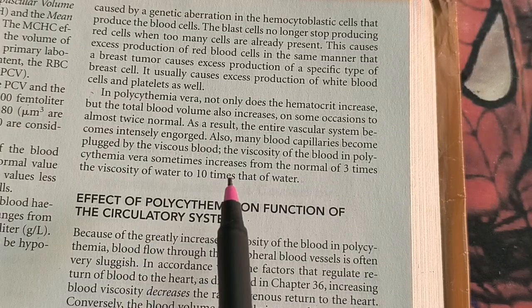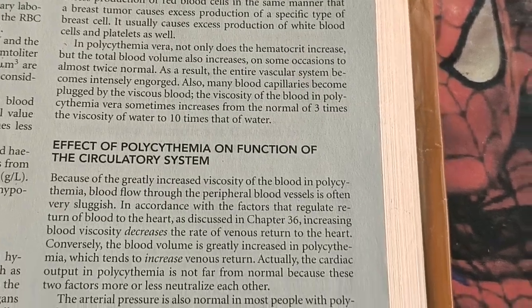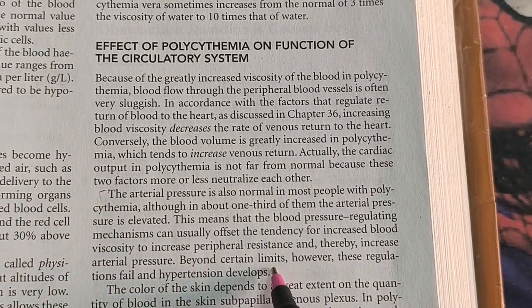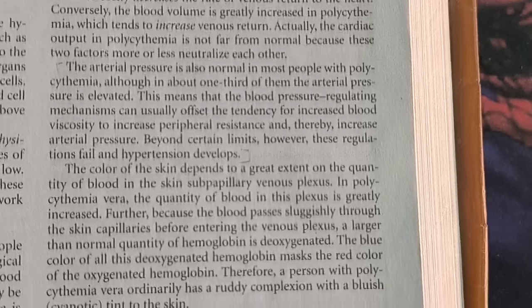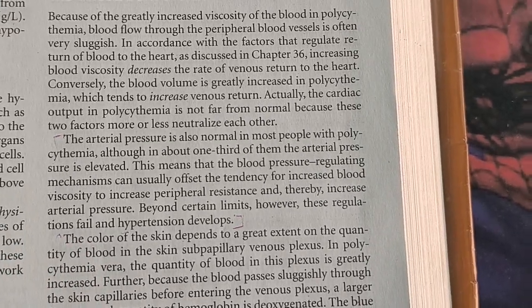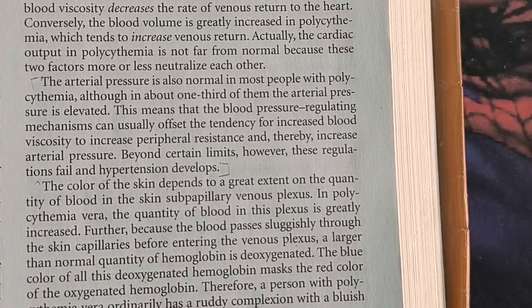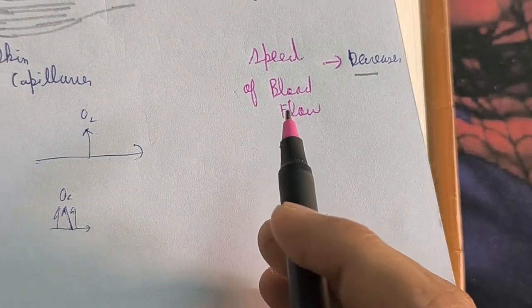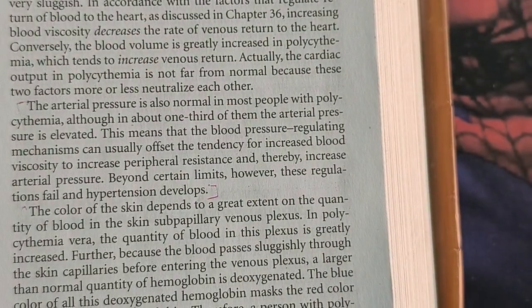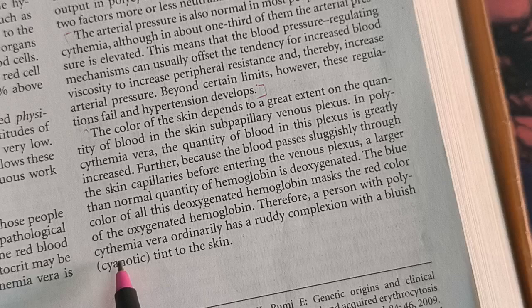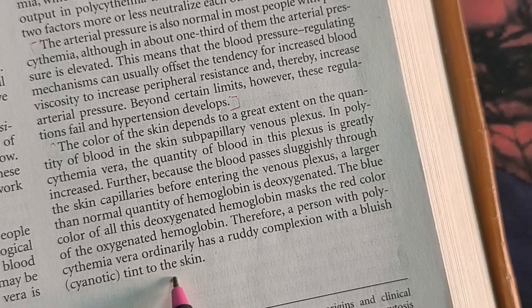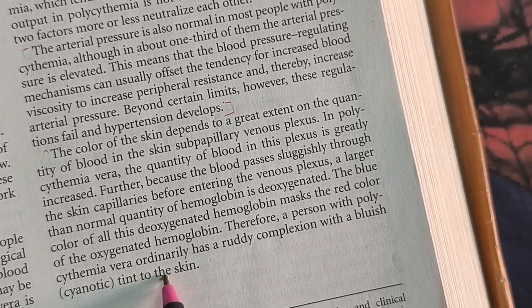And this explains the effect of polycythemia on the function of the circulatory system. Here it is mentioned about the increase in the blood pressure, the arterial pressure, and this part is related to what I explained: the speed of blood flow through the skin capillary is reduced, and this causes a person with polycythemia vera to ordinarily have a ruddy complexion with a bluish or cyanotic tint on the skin.